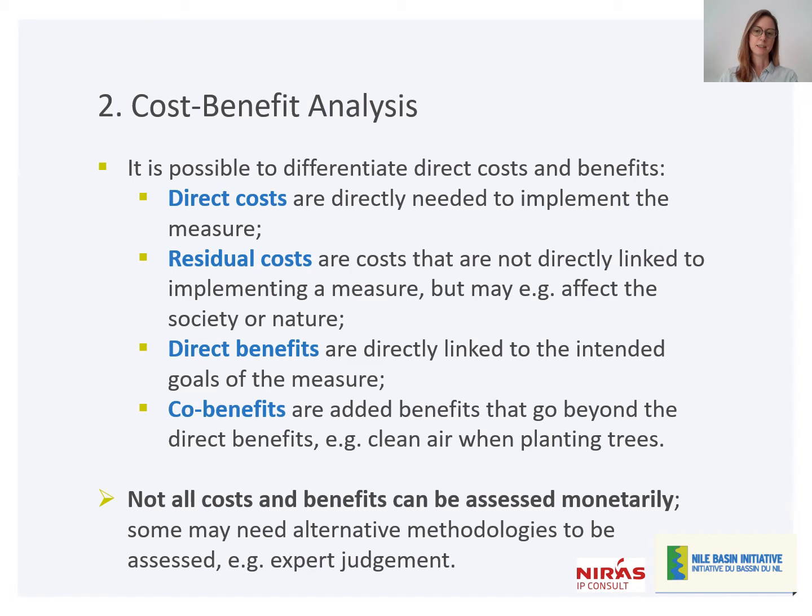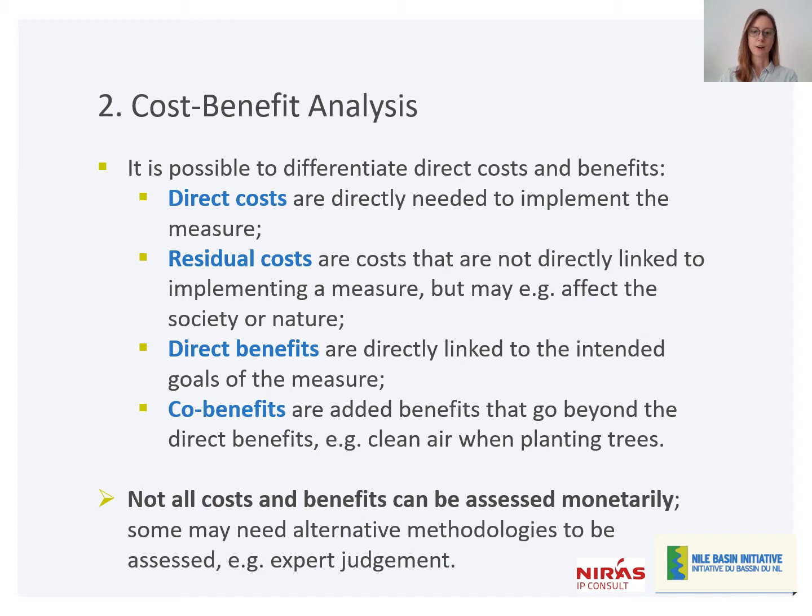In a cost-benefit analysis, you can actually differentiate between direct costs and benefits. So direct costs are directly needed to implement the measure. These could be, for example, initial investments to implement the adaptation measures, or it can be for operation and maintenance over time. A residual cost could be costs that are not directly linked to implementing a measure, but might, for example, affect the society or nature negatively that weren't planned as part of the project. Direct benefits are directly linked to the intended goals of the measure and could be, for example, cost saving from reduced damages to the infrastructure investment.